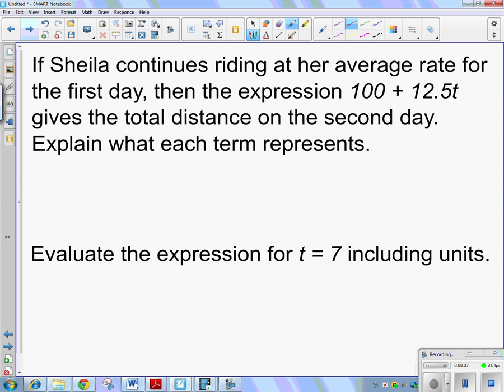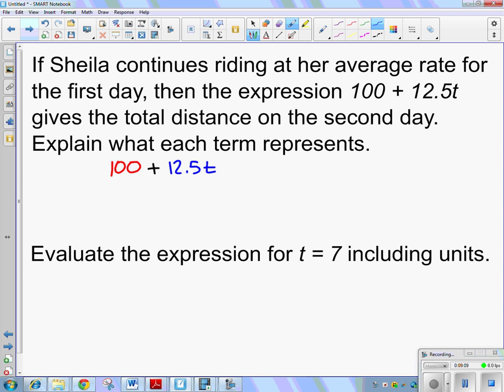If Sheila continues riding at her average rate for the first day, then the expression 100 plus 12.5t gives the total distance on the second day. Explain what each term represents. So we have the term 100 plus the term 12.5t. And I kind of feel like each part of this is going to have its own special meaning.